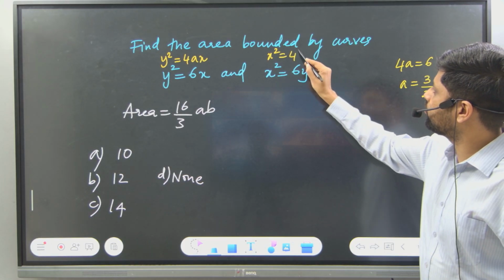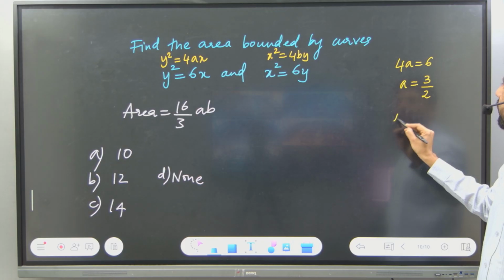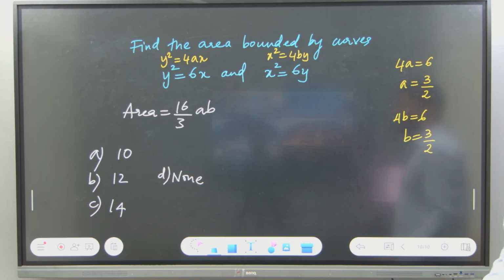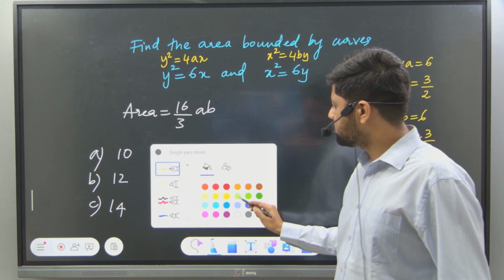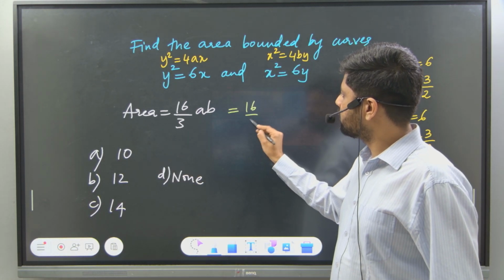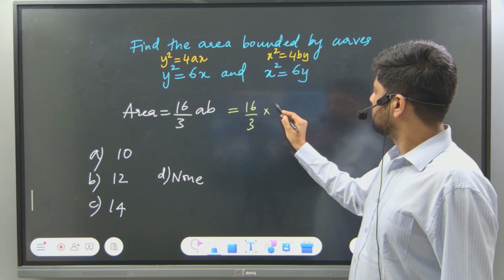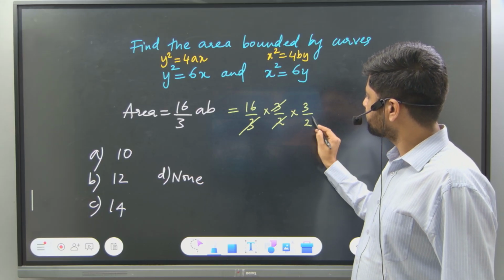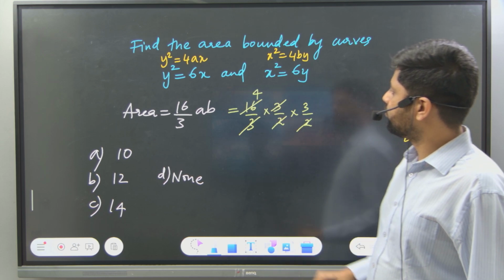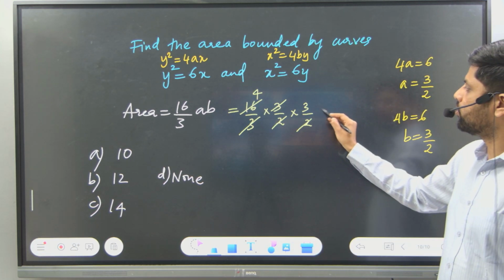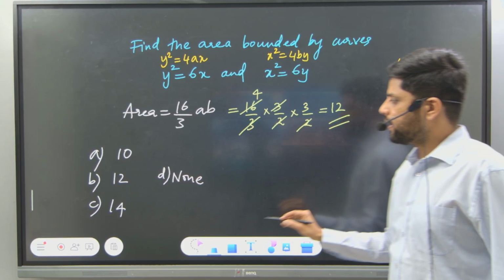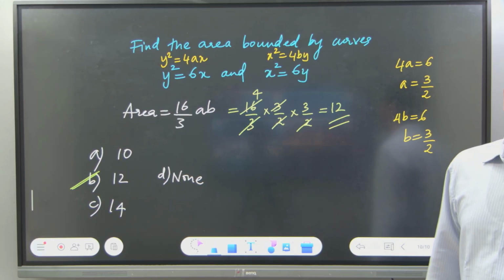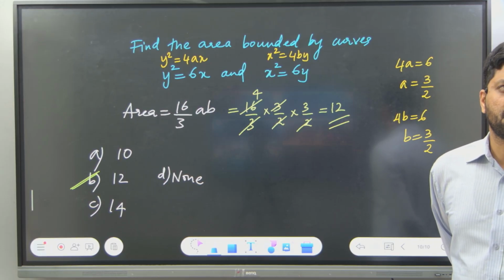Similarly, x square is equal to 4by. So 4b is equal to 6. Similarly, b is equal to 3 by 2. Now do the substitutions. 16 by 3 into 3 by 2 into 3 by 2. 3 cancel. 2 goes 4 times with 16. So 4 into 3, 12 square units. If you do it with the regular method, it will take a lot of time.